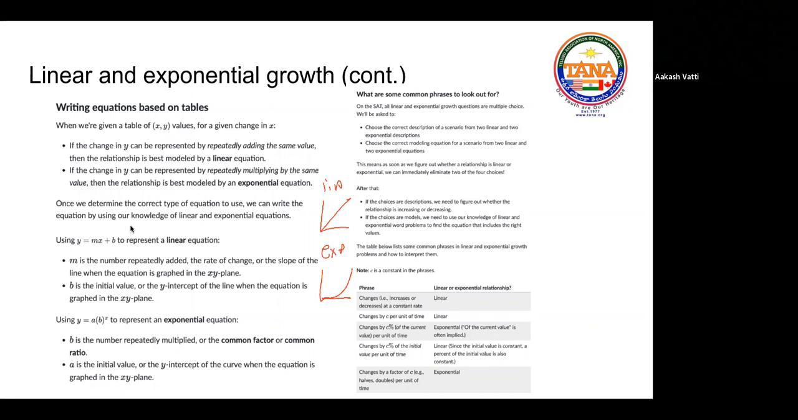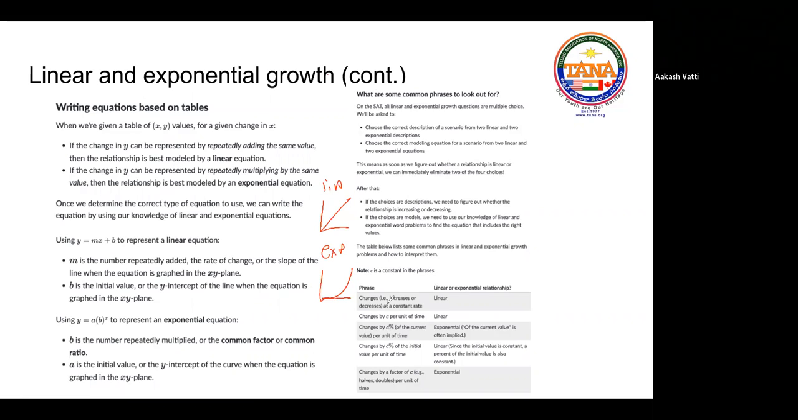The table below lists some common phrases in linear and exponential growth problems and how to interpret them. In these phrases, C is a constant. The phrase "changes, increases or decreases at a constant rate" almost always means linear. "Changes by C per unit of time" is linear. "Changes by C percent of the current value per unit of time" means exponential. "Changes by C percent of the initial value per unit of time" means linear.